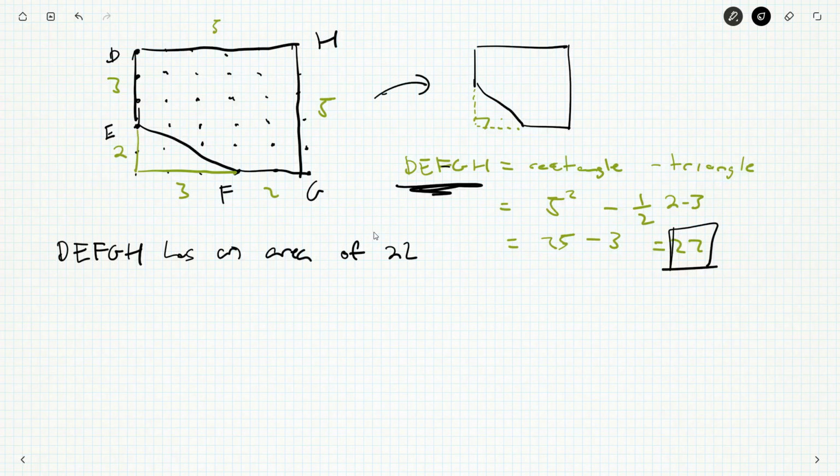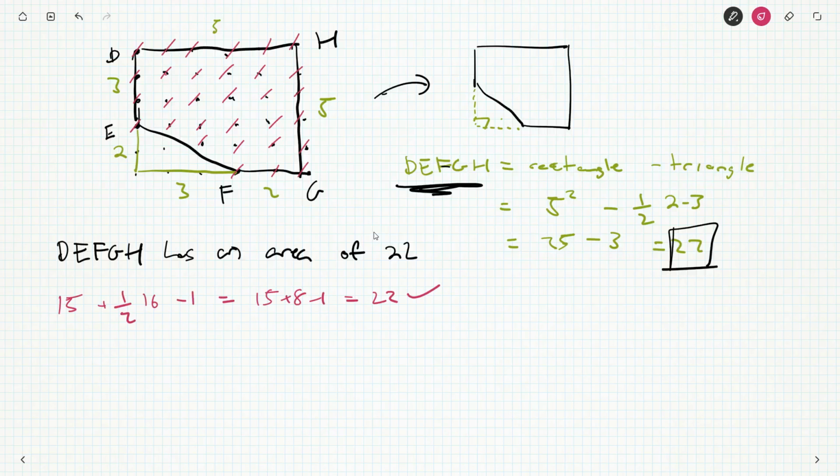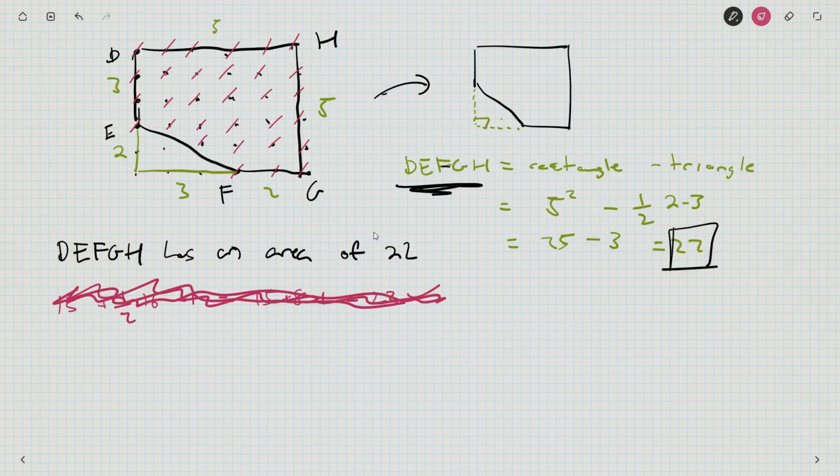Okay. Out of curiosity, how would we do this one with Pick's theorem? Well, we count up the interiors. So that's 1, 2, 3, 4, 5, 6, 7, 8, 9, 10, 11, 12, 13, 14, 15. Plus 1/2 boundary points. 1, 2, 3, 4, 5, 6, 7, 8, 9, 10, 11, 12, 13, 14, 15, 16. Minus 1, so this is 15 plus 8 minus 1, or 23 minus 1, also 22. So that's Pick's theorem, but again, I recommend you don't do this even if you know Pick's theorem.